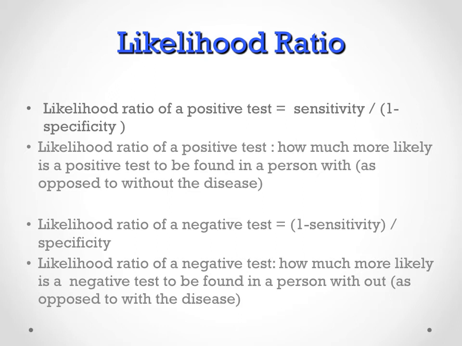So from a statistical point of view, the likelihood ratio of a positive test is given by sensitivity over 1 minus specificity. The likelihood ratio of a positive test is how much more likely a positive test is to be found in a person with as opposed to without the disease. And the likelihood ratio of a negative test is the inverse of that. So it's 1 minus sensitivity divided by specificity. And that tells us how much more likely a negative test is to be found in a person without as opposed to with the disease.